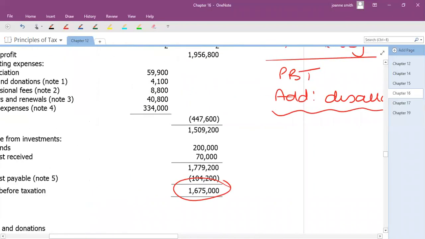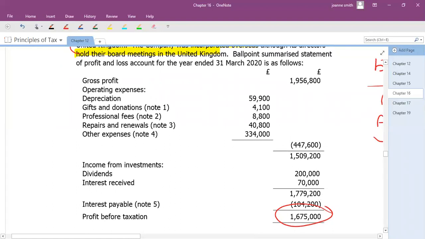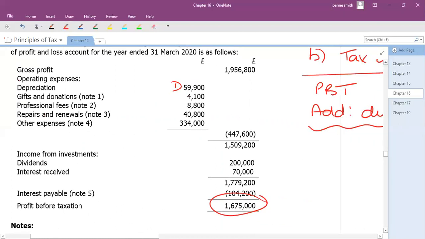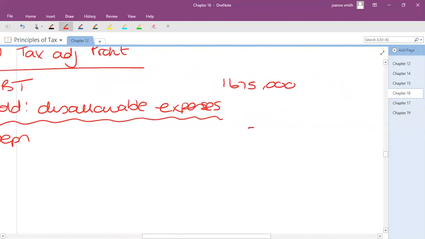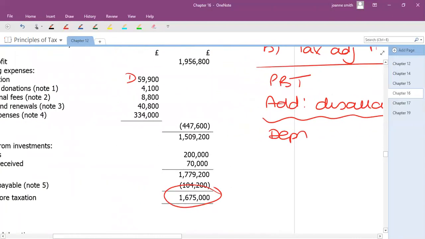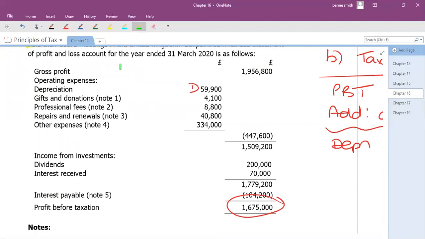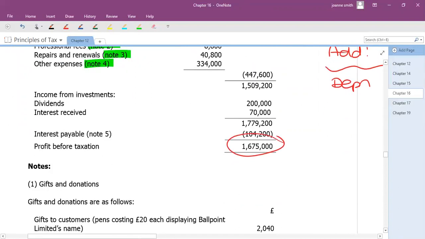So if we start at the top of the P&L, first one we've got here is depreciation. We have no notes, but we should know by now that depreciation is an example of a disallowable expense, because a business will get relief for the assets that they've bought through the capital allowances system. Now, the remainder of the items, we've got notes to look at. So we need to look at those 4 notes. So let's have a look at those expenses.